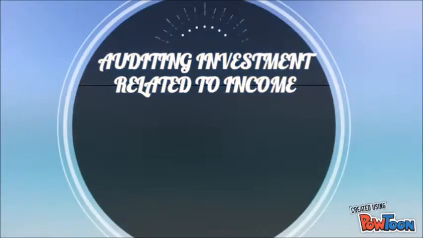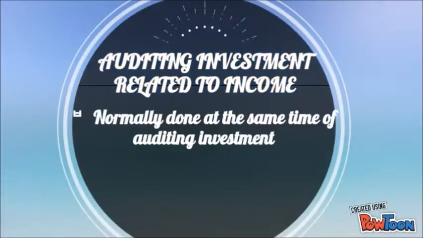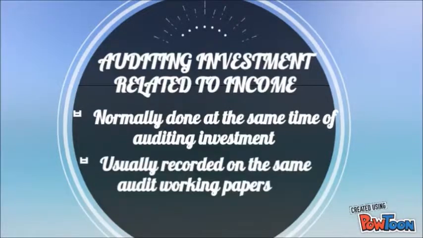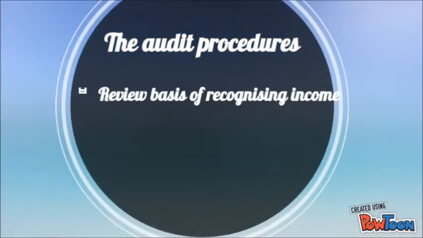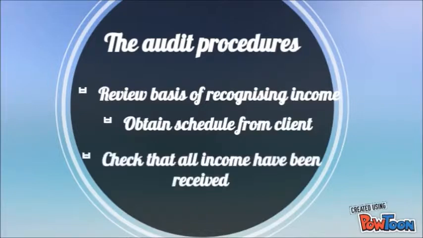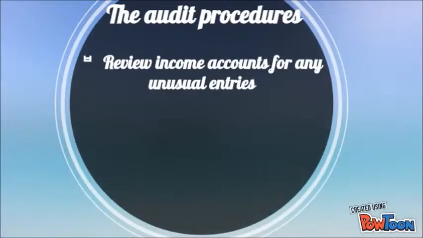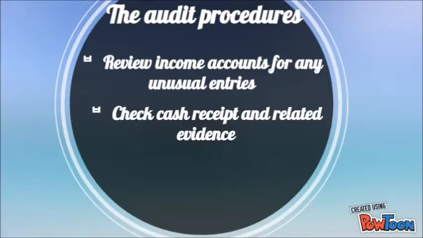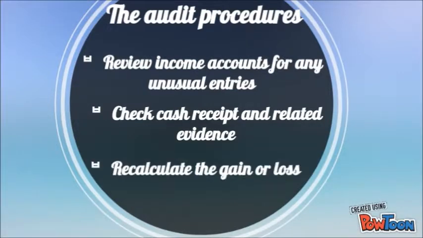Auditing investment-related income is normally done at the same time as auditing investment, and the audit procedures are usually recorded on the same audit working papers. The audit procedures: review the basis of recognizing income, obtain a schedule from the client. Check that all income has been received, review income accounts for any unusual entries, check cash receipts and related evidence and recalculate the gain or loss on investment disposal.